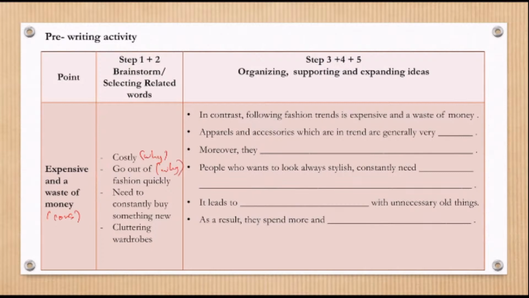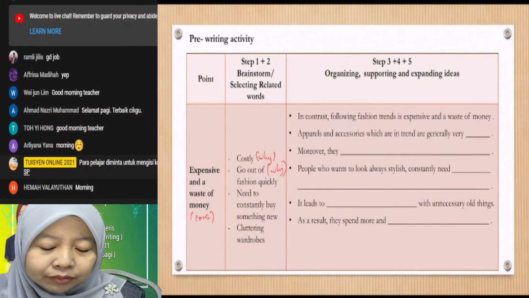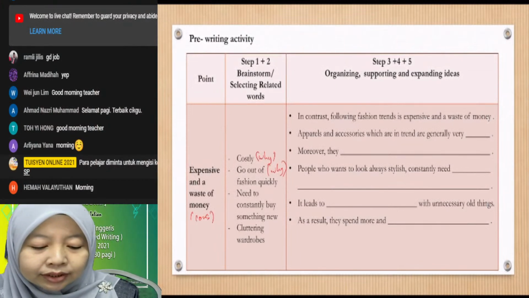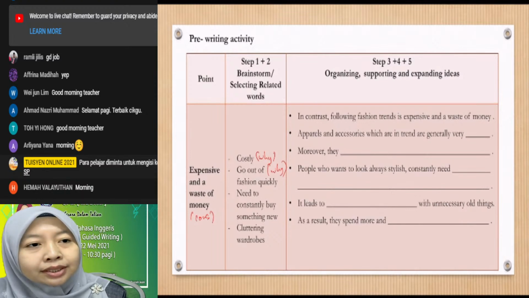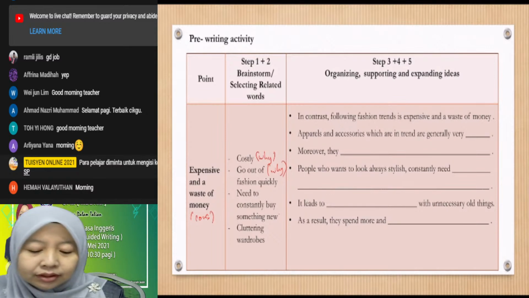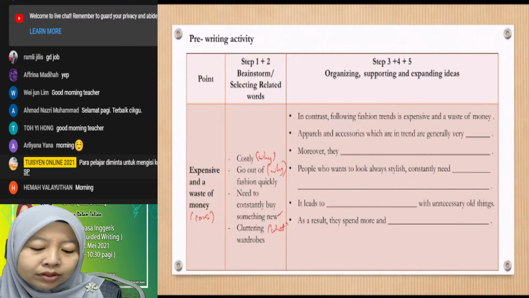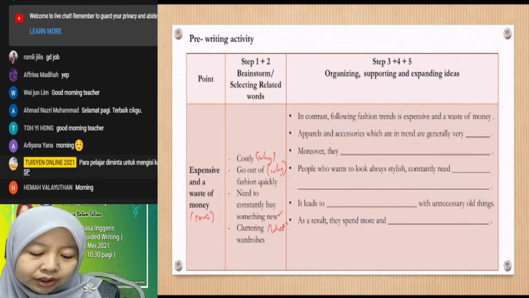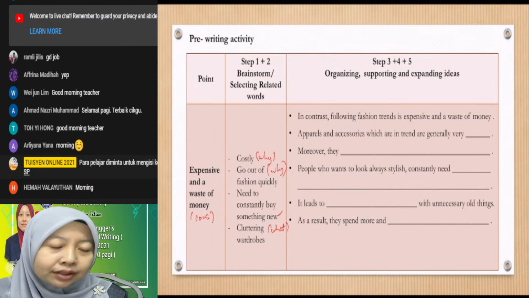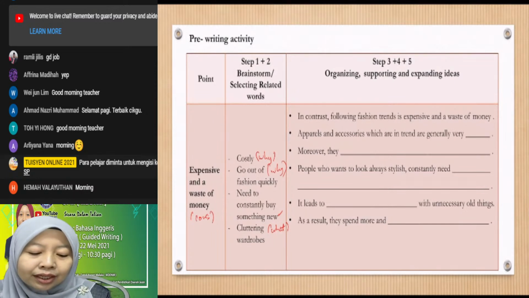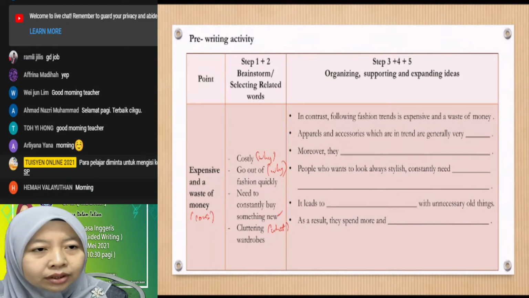Okay, why do you think that following fashion trend is expensive and a waste of money? Because people who follow the trend need to constantly buy something new. What will happen to them? Okay, what will happen if they keep constantly buying something new? It leads to cluttering the wardrobes with unnecessary old things. Okay, so I have listed 4 phrases that are related to the point.